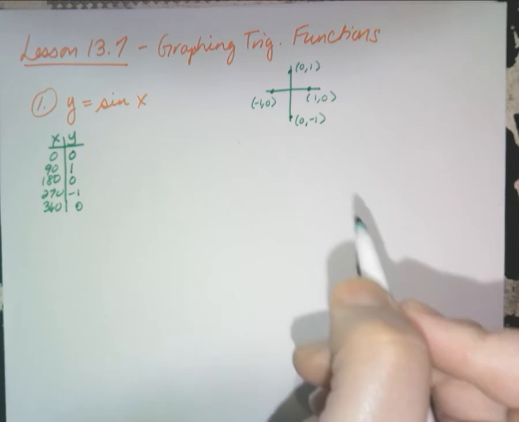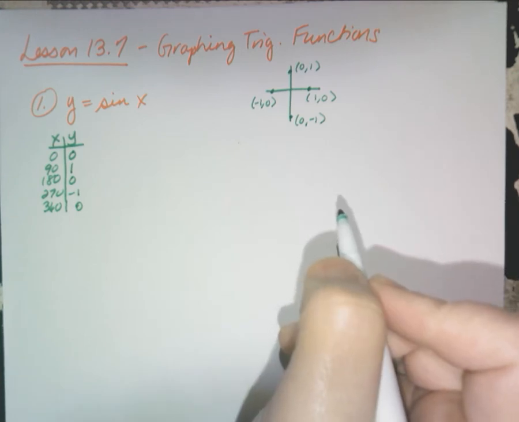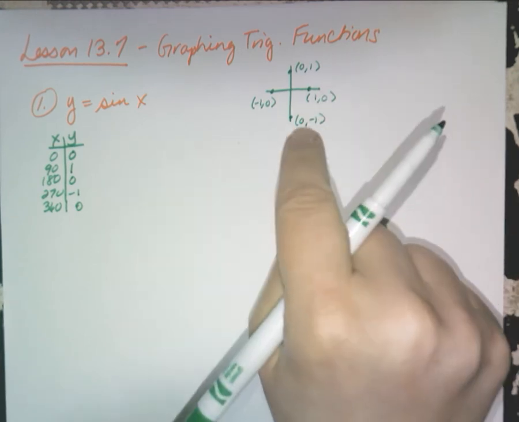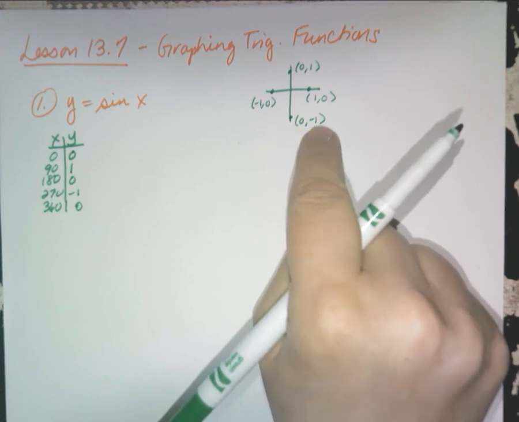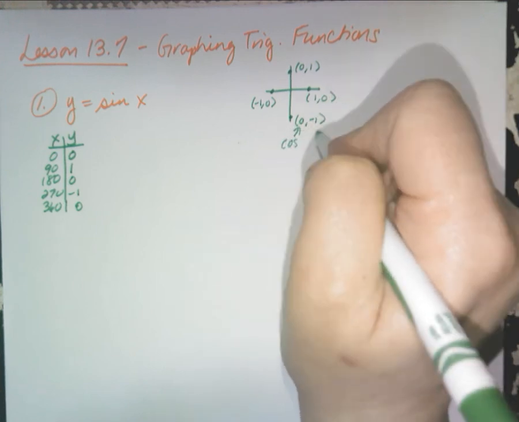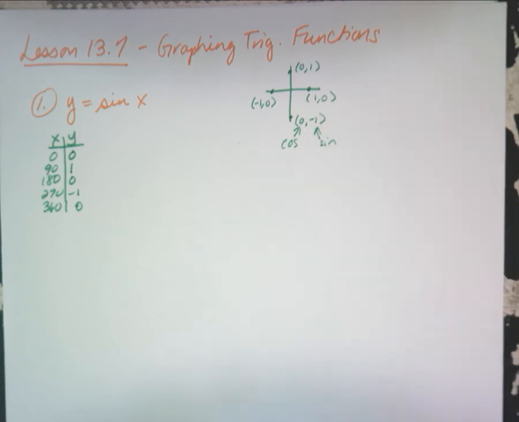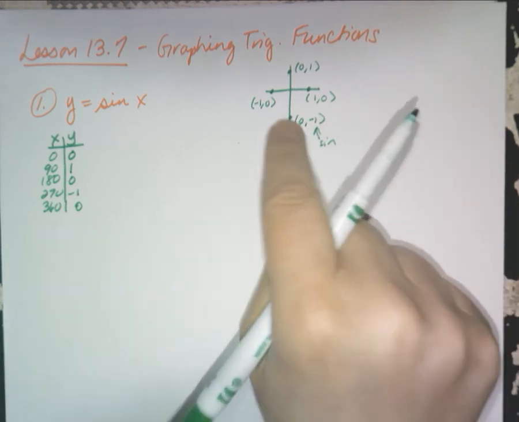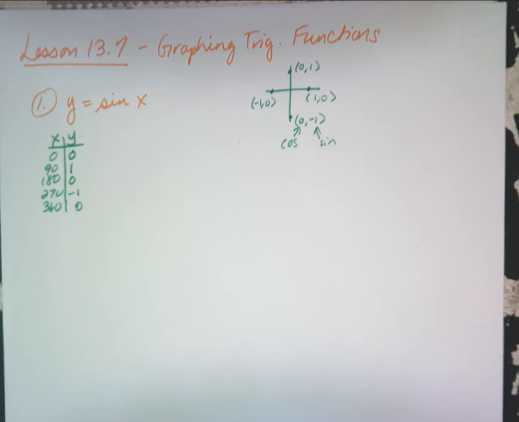Could you repeat that? How did you find the y? How did I find the y? Remember, this is your cosine. This is your sine on a unit circle. This is your cosine. This is your sine. So if I said, just go around.